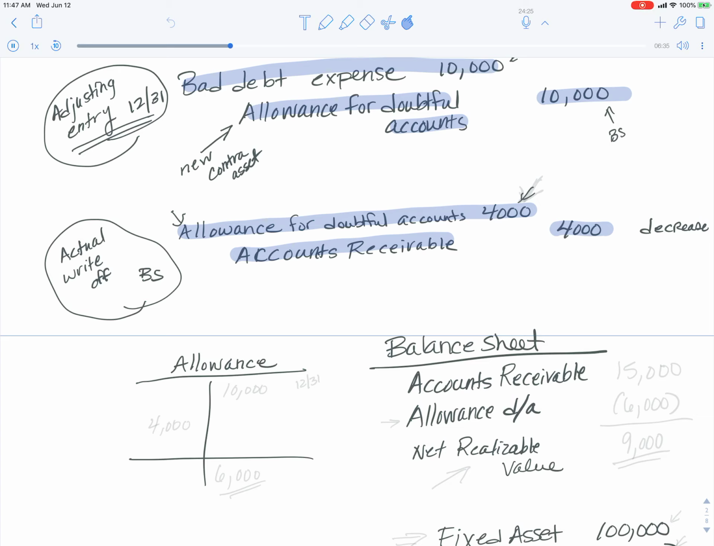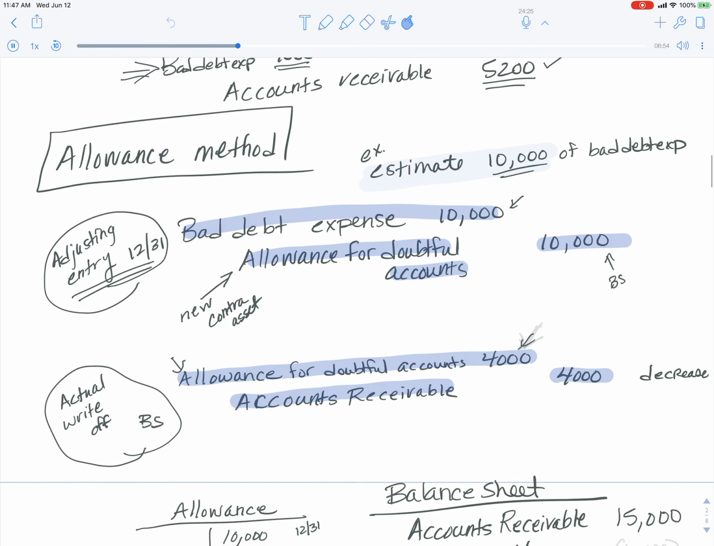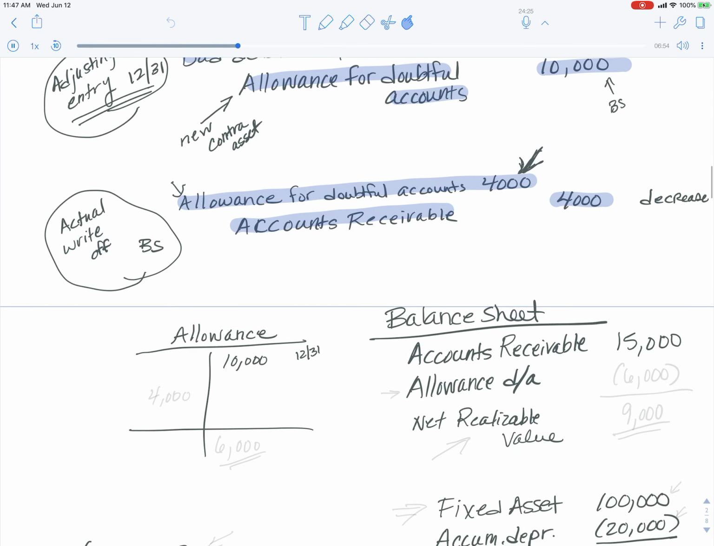So let's say we have accounts receivable on our balance sheet of $15,000. So that's how much we have on our list of people who owe us. And we've made some adjustments to our allowance account at the end of the year, last year, 12/31 of last year, we put $10,000 into the bucket. And then just now, we took $4,000 out of the bucket. So that means there's $6,000 more in the allowance account at this point. So we took out $6,000.